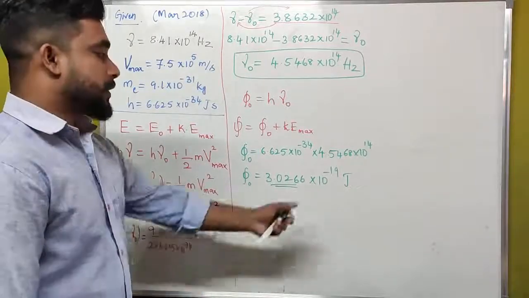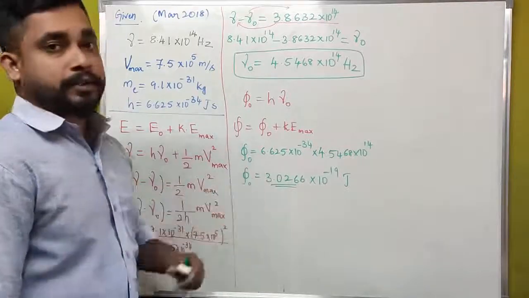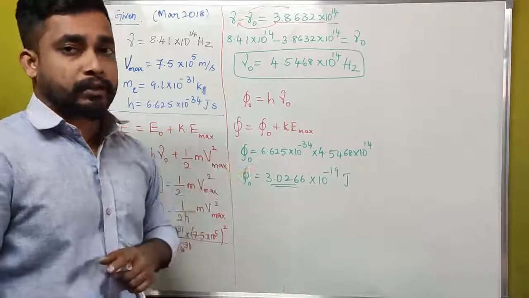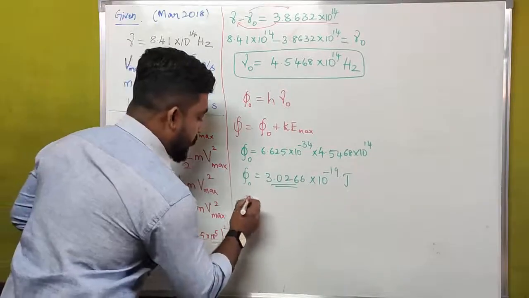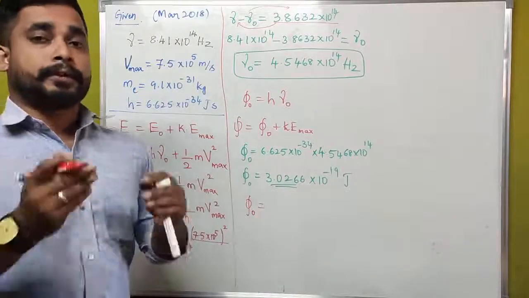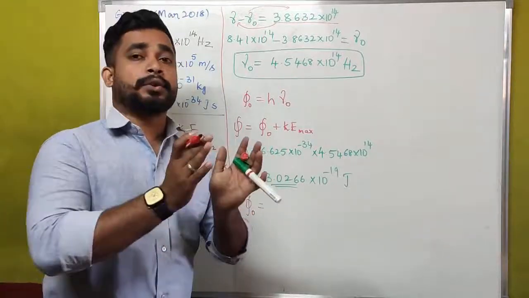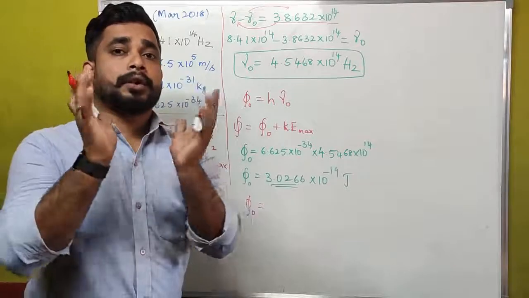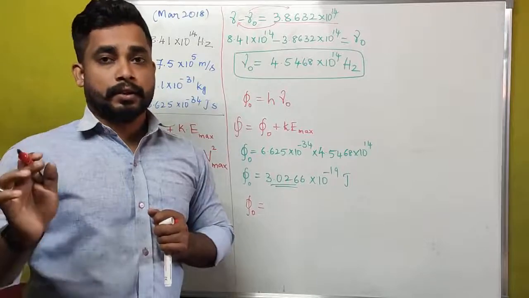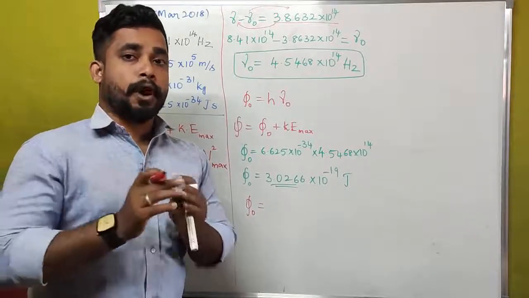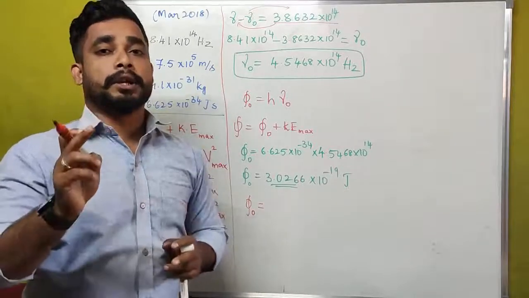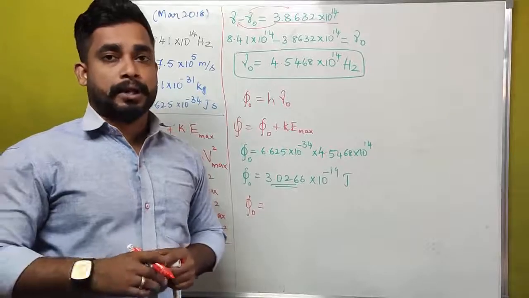3.0266 into 10 to the power of minus 19 joules is the work function value. But what they have asked is to calculate the work function in terms of electron volts. That's why we have to divide the whole thing by 1.6 into 10 to the power of minus 19. If we want to convert joule into electron volt, we divide the whole term by 1.6 into 10 to the power of minus 19. But if we want to convert electron volt into joules, then we multiply the whole thing by 1.6 into 10 to the power of minus 19.